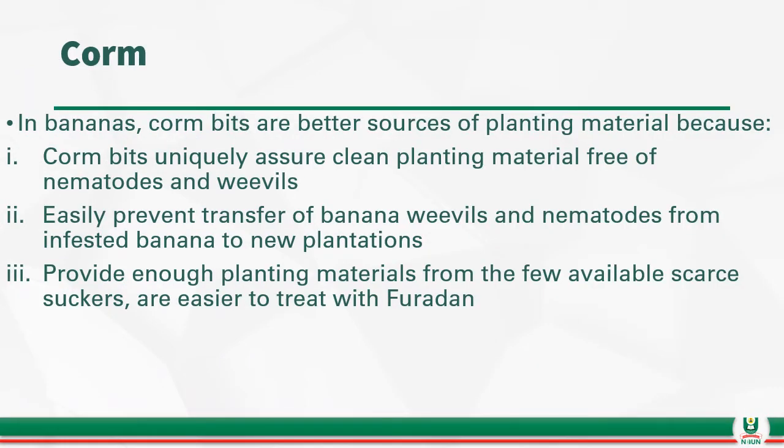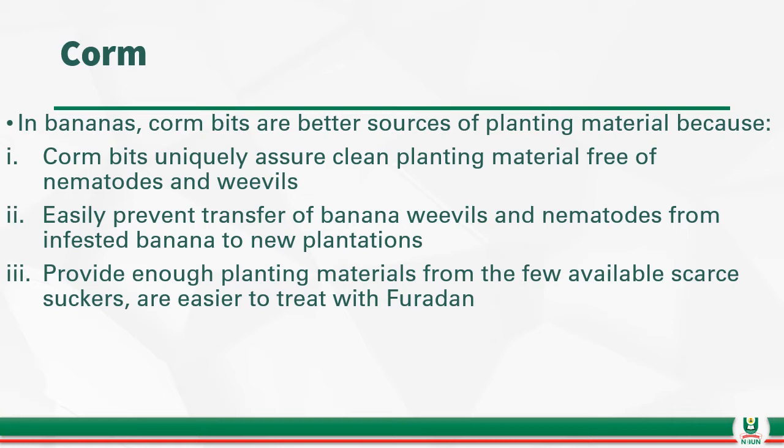In bananas, like I said earlier on, corms are better sources of planting materials. And why is this so? Why are they better sources of planting materials? Corms usually assure clean planting. So when you have a corm, you can be sure that the planting material is free of nematodes and weevils, and easily prevent transfer of banana weevils. Because the planting materials are usually free of these things, they do not transfer banana weevils and nematodes from infested bananas to the new plantation.